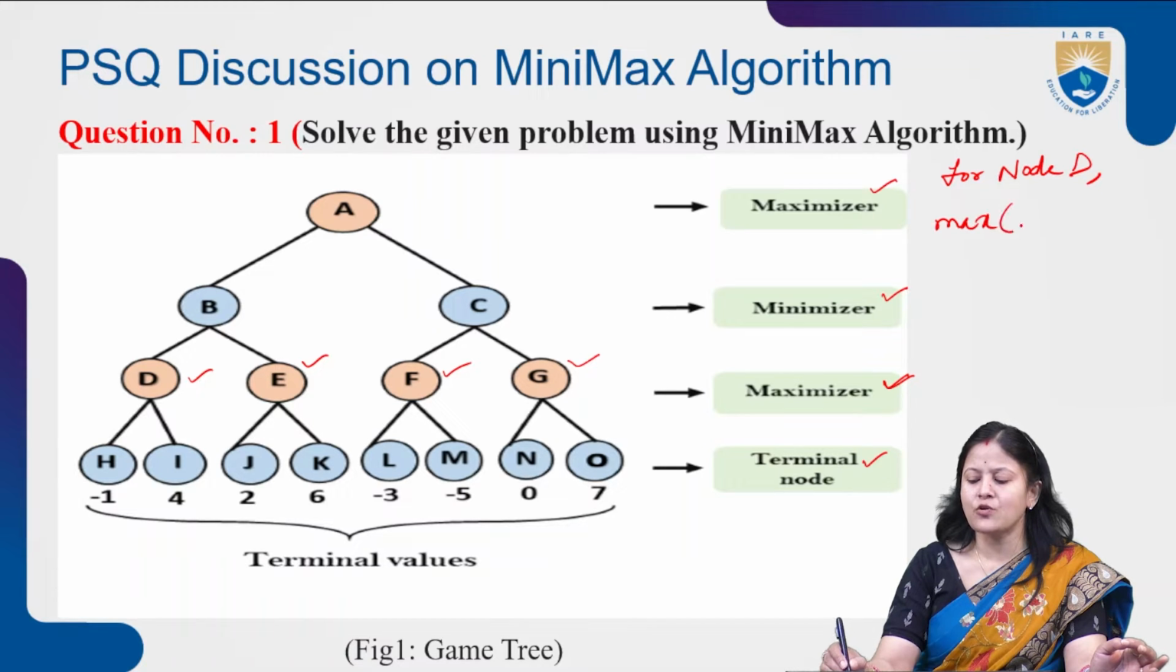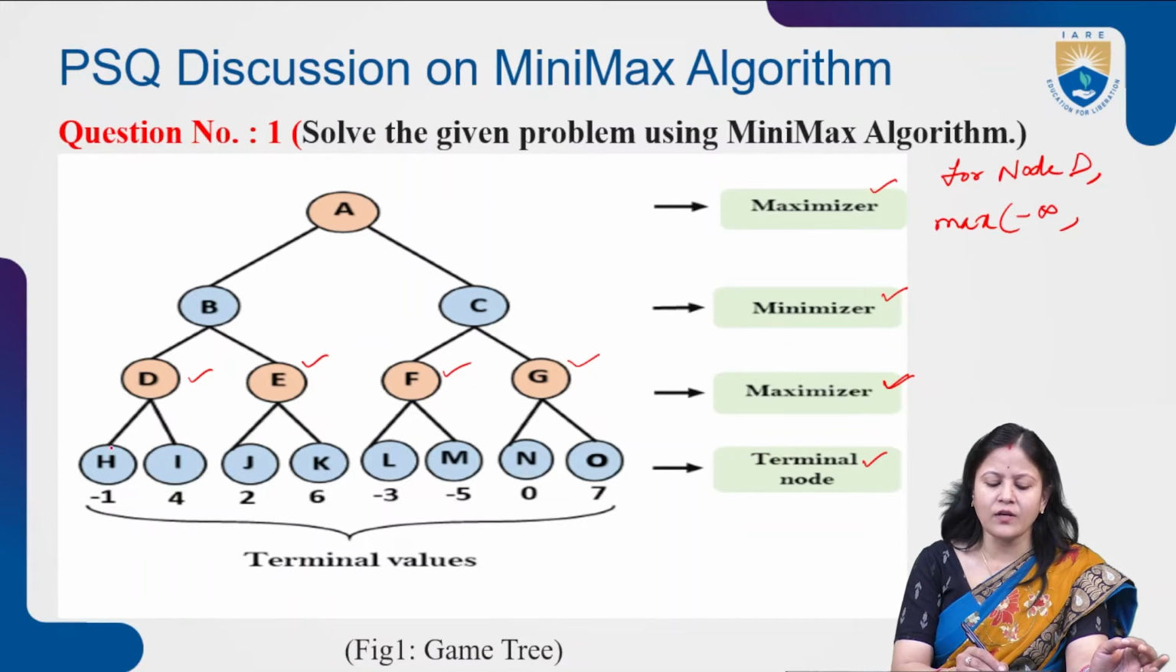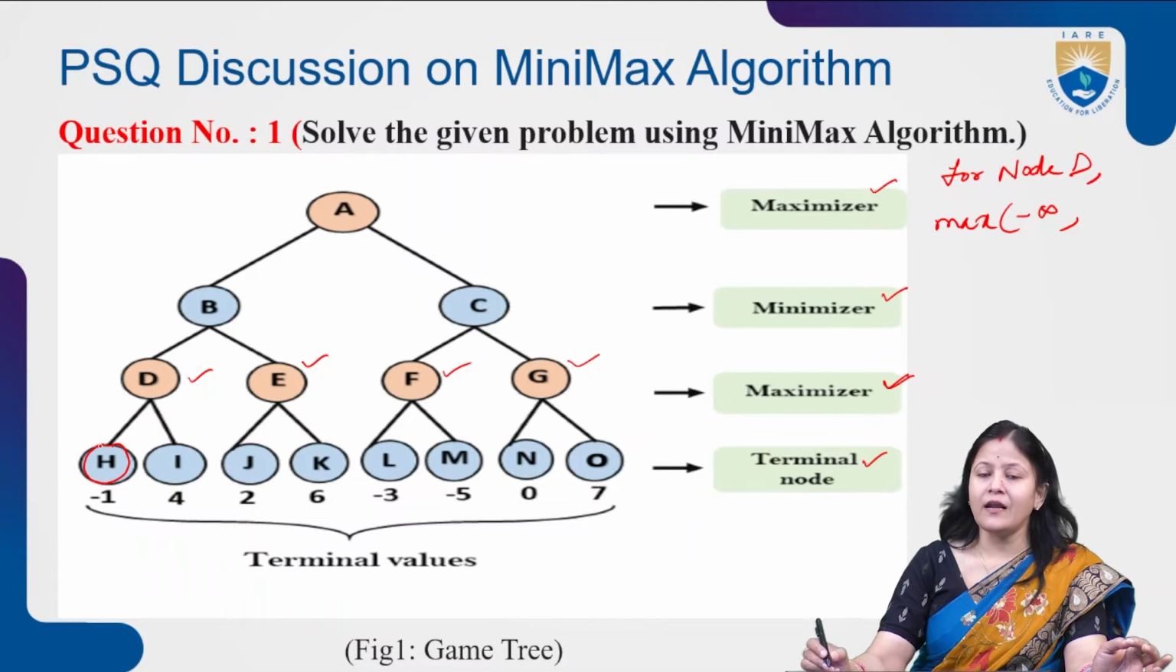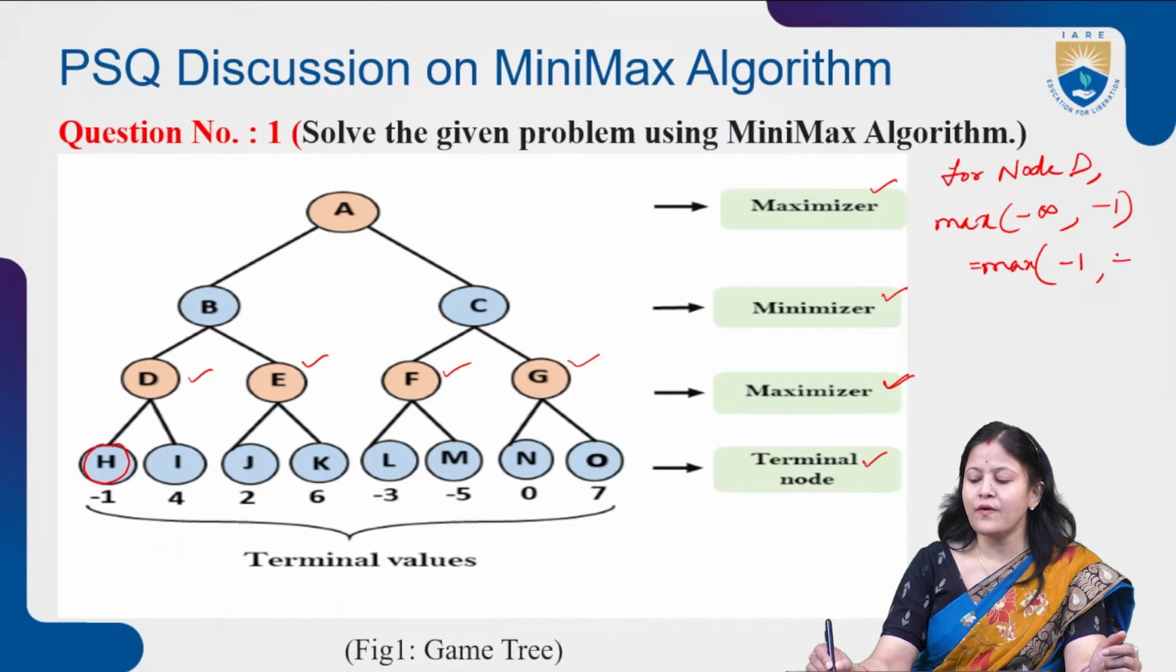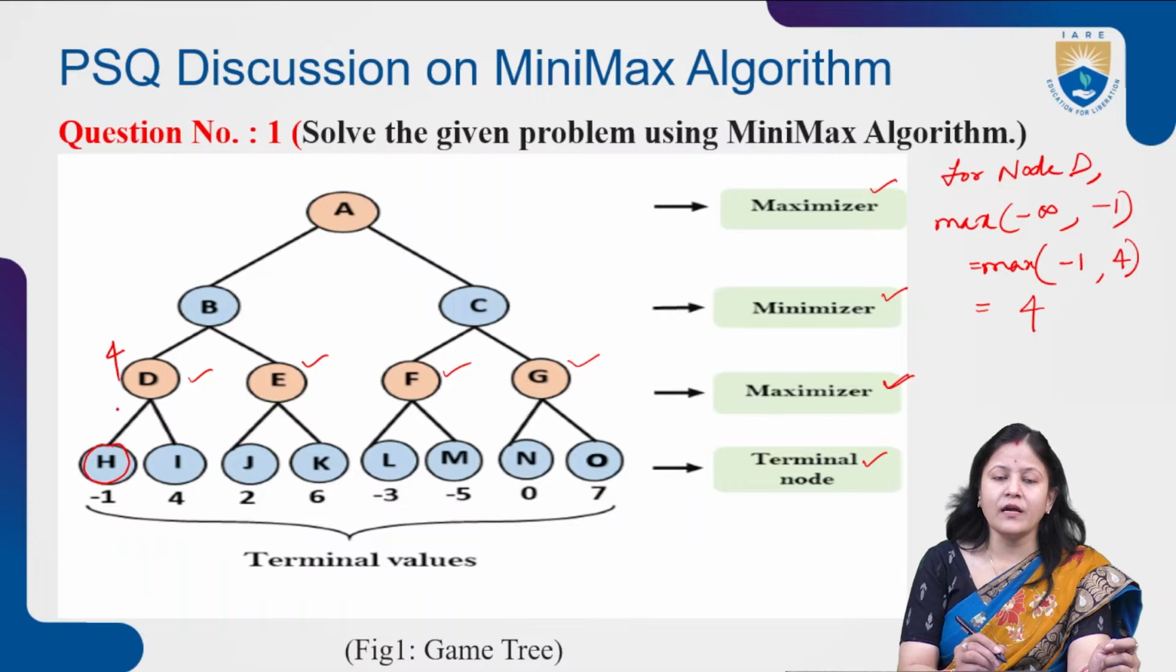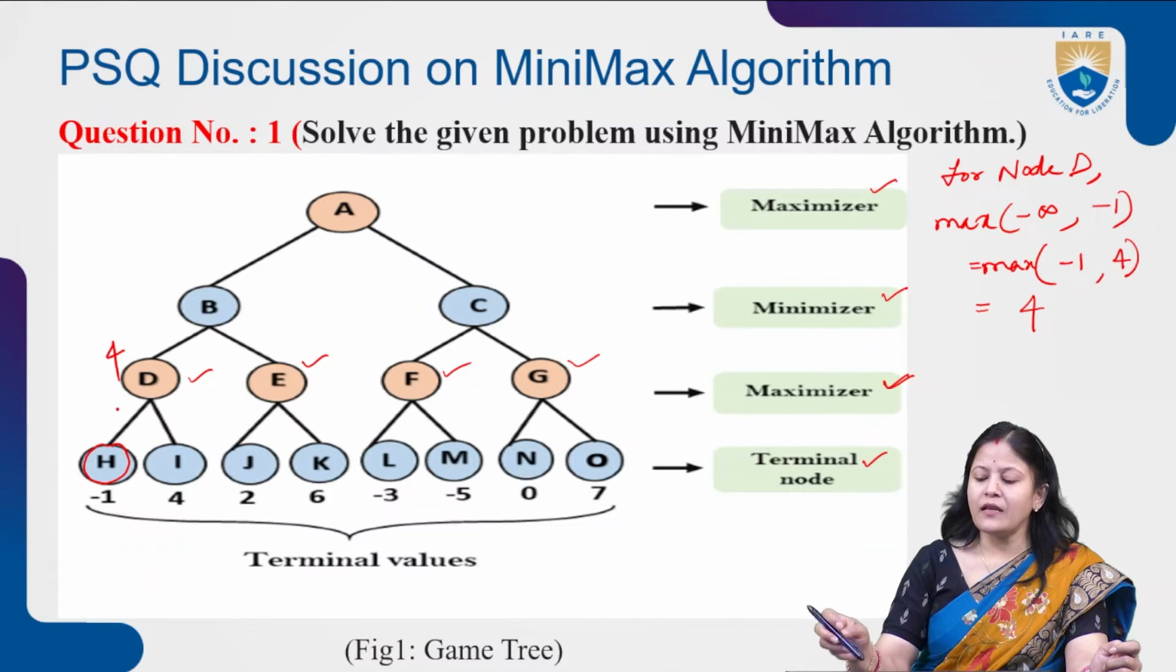So max of minus infinity, and what is the left child of D? The left child of D is H, whose value is -1. So which one is maximum? Definitely -1. Now again we'll compare max of -1 and the right child of D, which is I, whose value is 4. What is the max between -1 and 4? It is 4. So the value of D is 4.